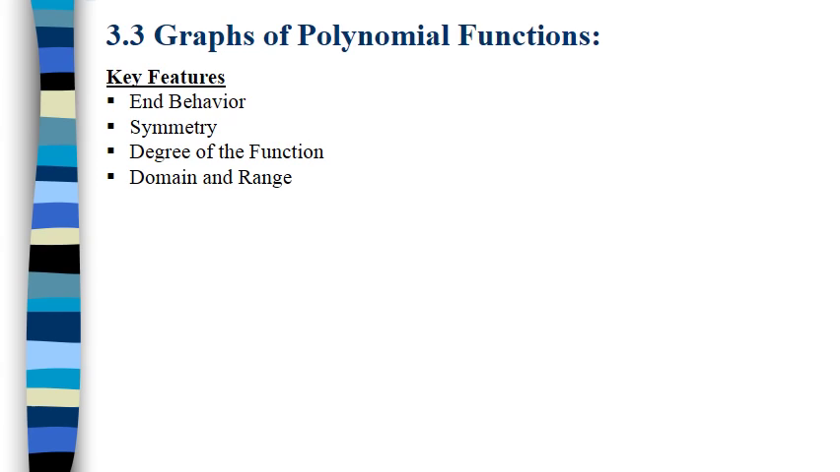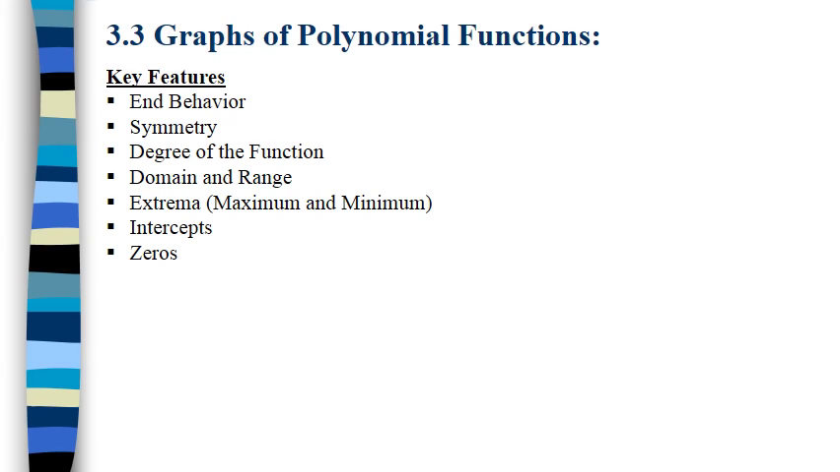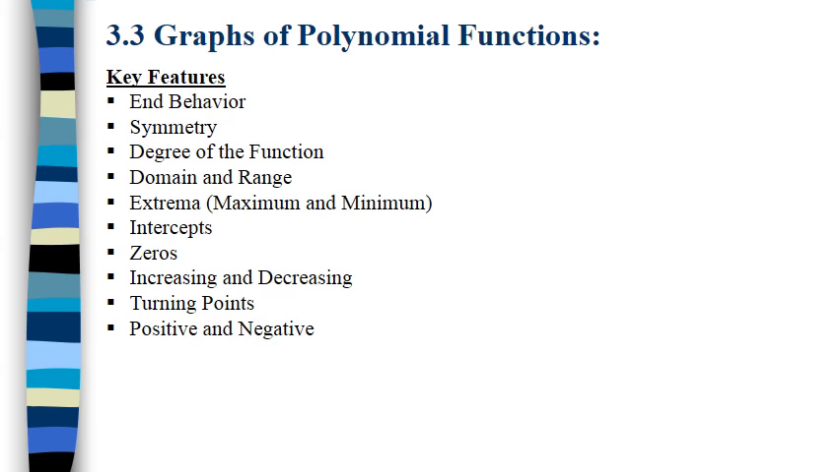We are, of course, going to talk about domain and range, and then extrema, so absolute and relative maximums and minimums. We're also going to talk about our x and y intercepts, our zeros, our increasing and decreasing intervals, and then, of course, the turning points, so when the graph stops increasing and begins decreasing, or vice versa. We are going to talk about when the function is positive or negative.